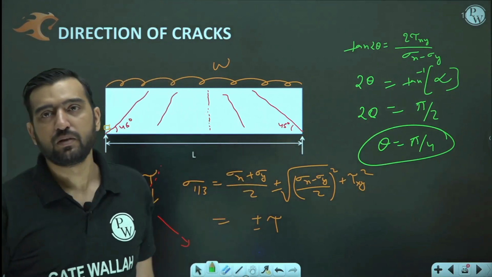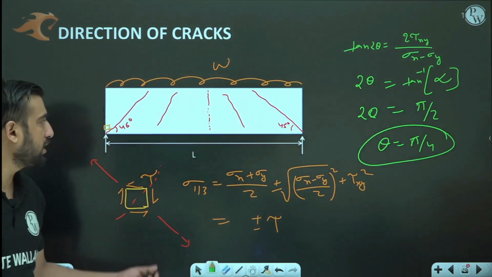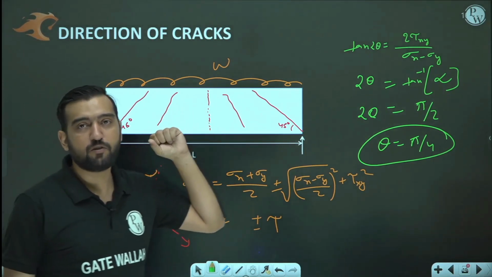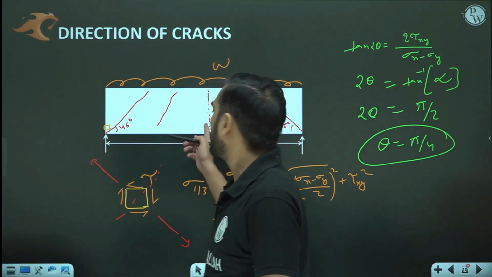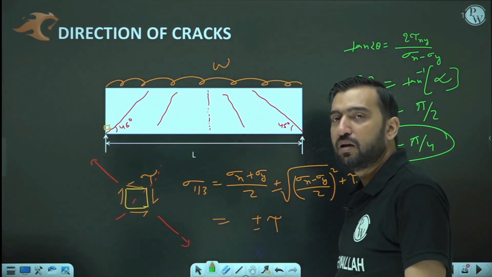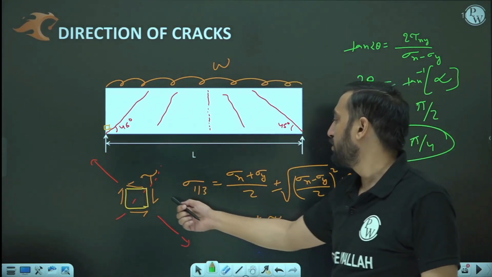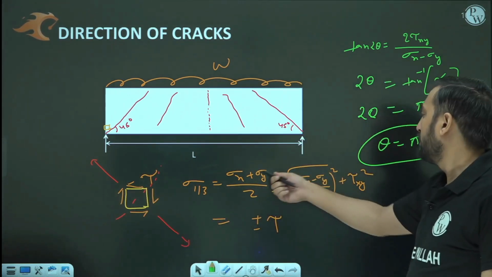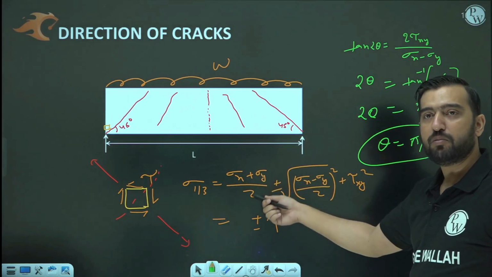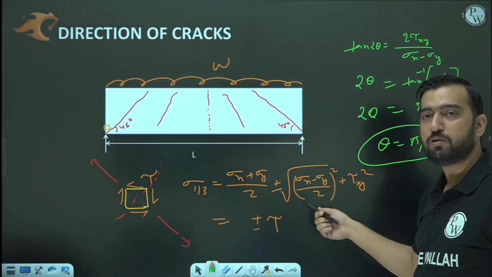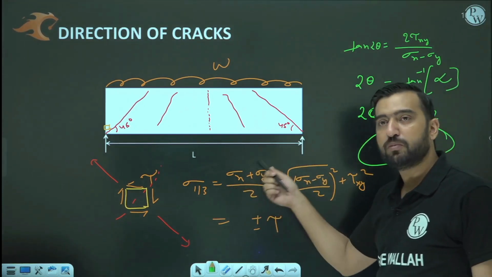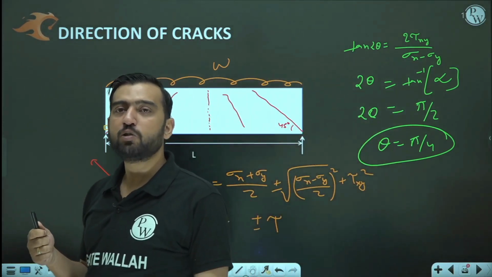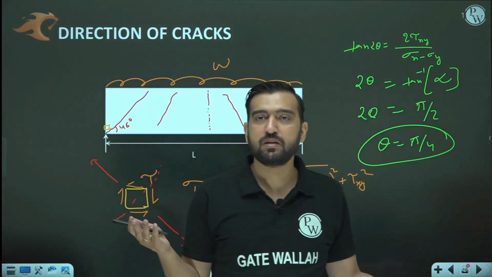Similarly, when you take the section at the center, where the bending moment is most critical and shear force is not existing, this point is going to have the highest bending stress. Only normal stresses would be coming, no tau. So it is sigma plus 0 by 2, plus minus sigma by 2. One value would be sigma by 2 plus sigma by 2, and another value would be sigma by 2 minus sigma by 2.